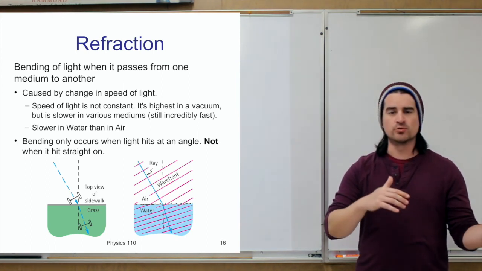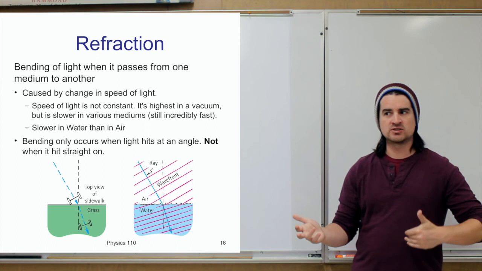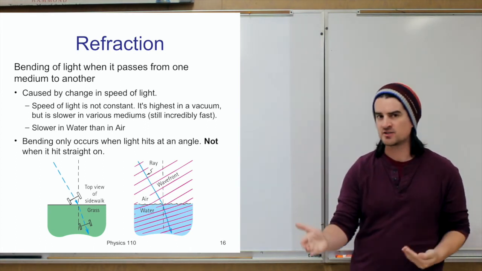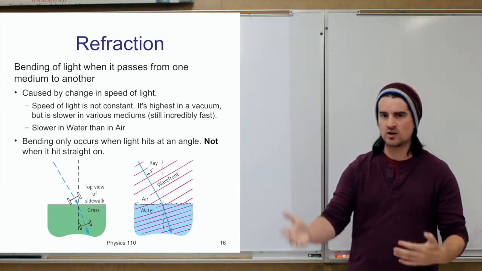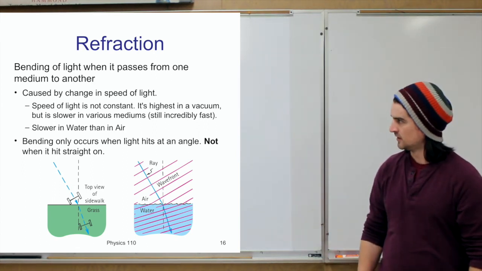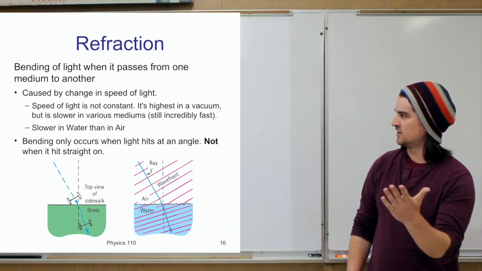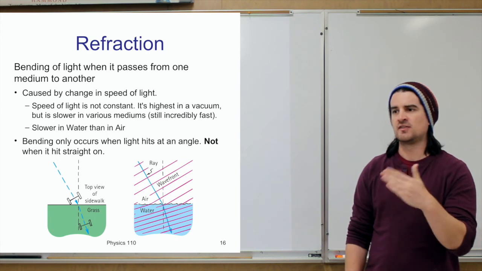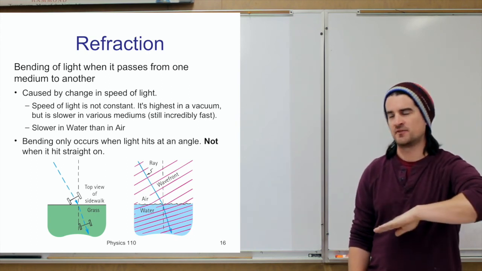But if it's moving through air, it propagates a little bit slower. If it moves through glass, it propagates a little bit slower. If it moves through water, it propagates slower. If it moves through diamond, it propagates even slower. So the fact that it travels at a different rate in these different materials is essentially what causes that turn when it hits an interface.